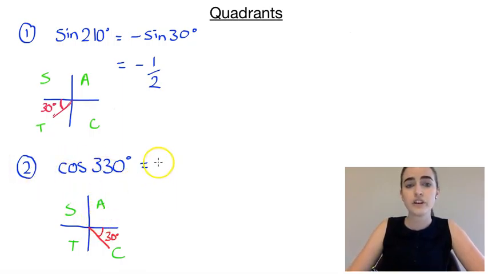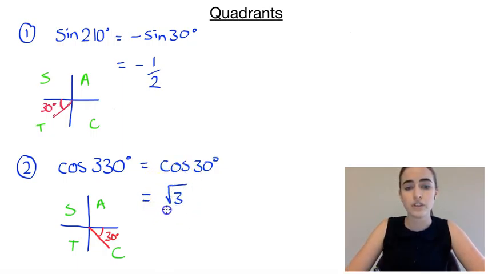So that means that cos 330 degrees is going to be equivalent to cos of 30 degrees. And again, looking at our exact values and our special triangles, that is equal to root 3 over 2. So in these problems, we're looking for the related angles, and then if it's a 30, 45 or 60 degree angle, we're using our exact values. All right, so that's a few examples of trigonometry problems involving quadrants.